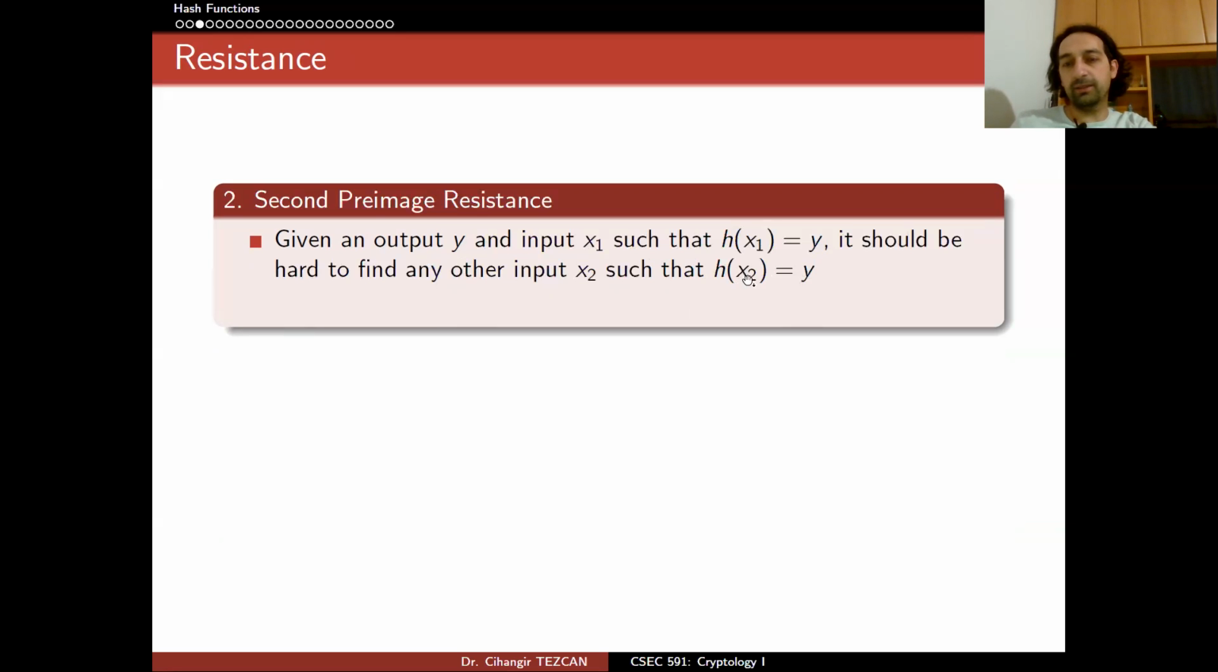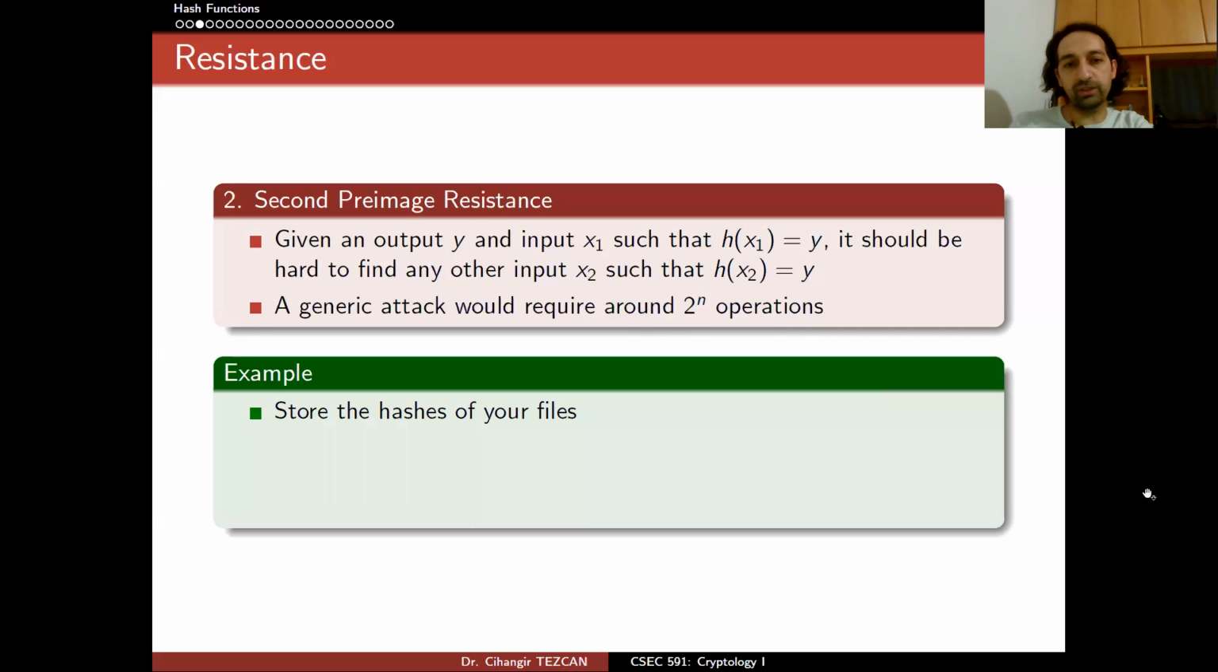But since we didn't limit the input space, you are mapping a very huge space into a small space, so there will be collisions like this. But we want it to be hard to find such a collision. We will talk about collision resistance in a minute, but in this case, we are given X1, we are given Y, and we are trying to find X2. Again, a generic attack will require 2 to the n operations.